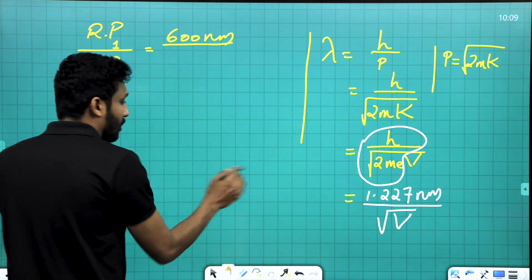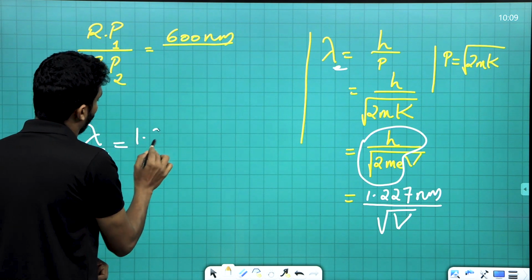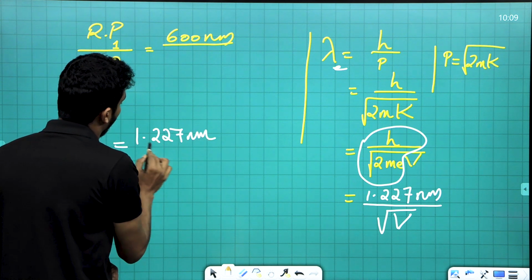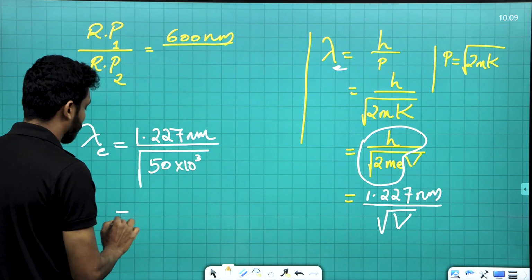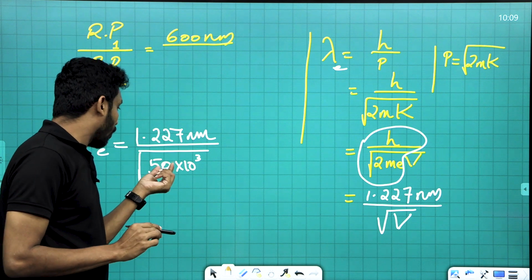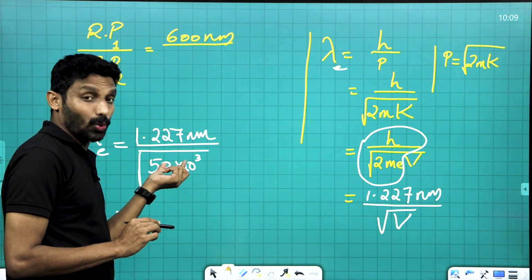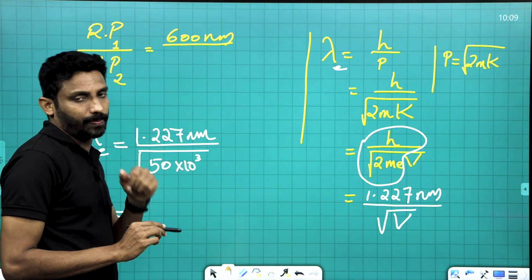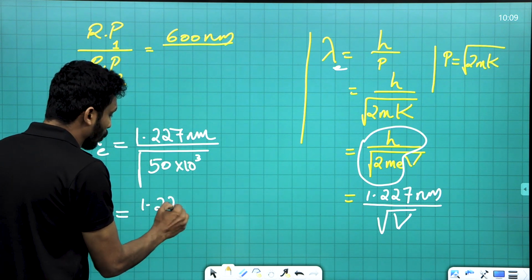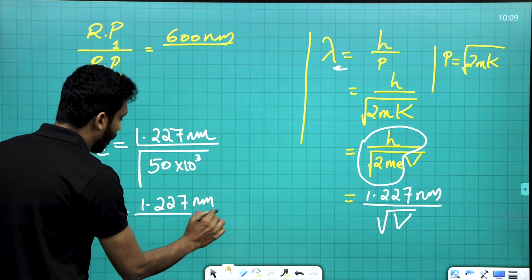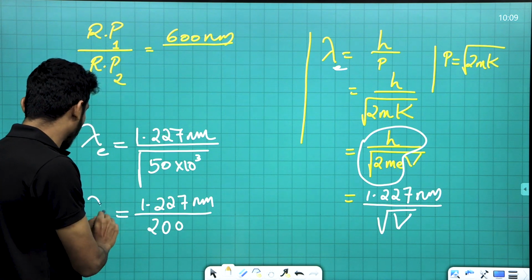So here we get the lambda of the electron. Lambda of the electron is 1.227 nanometer divided by root of 50 kilo, that is 50 into 10 raised to 3. Understood. Then this one, 10 raised to 4 into 5. Root of 10 raised to 4 is 10 raised to 2, and root 5 is approximately 2. So this becomes approximately 200. 1.227 nanometer divided by nearly 200. This is the lambda of the electron.